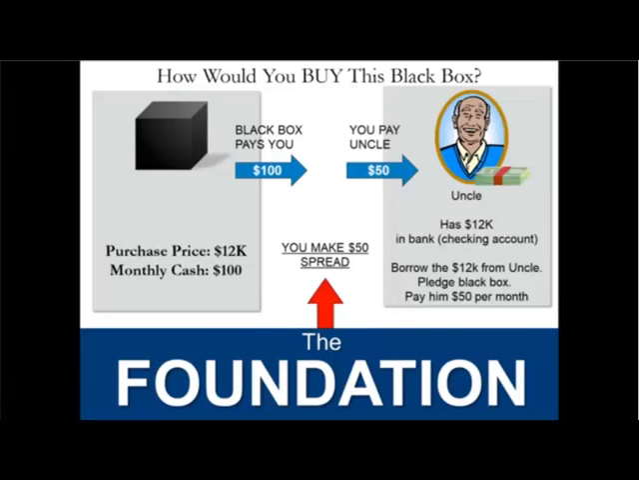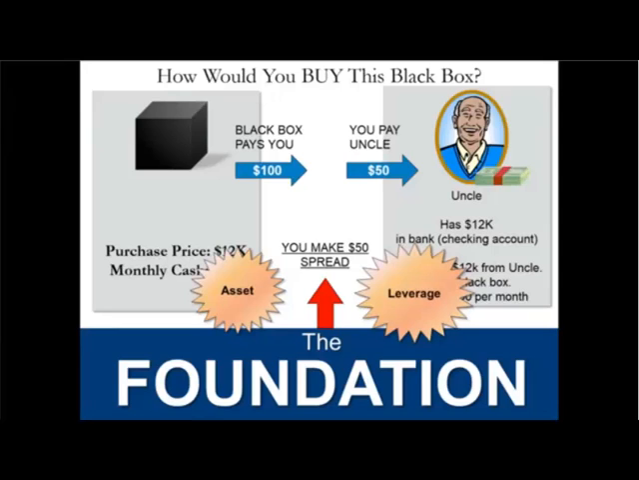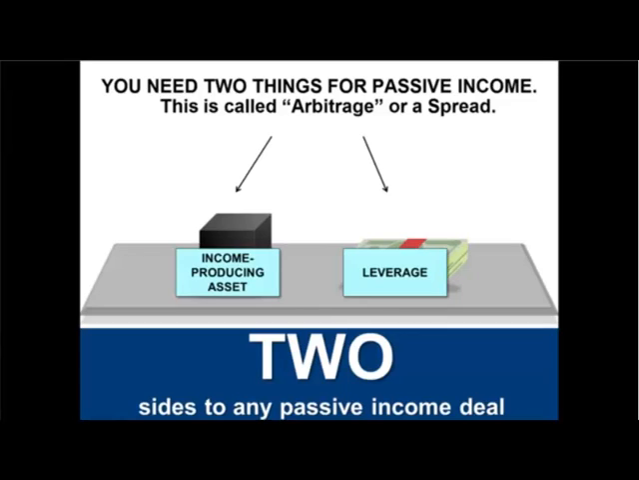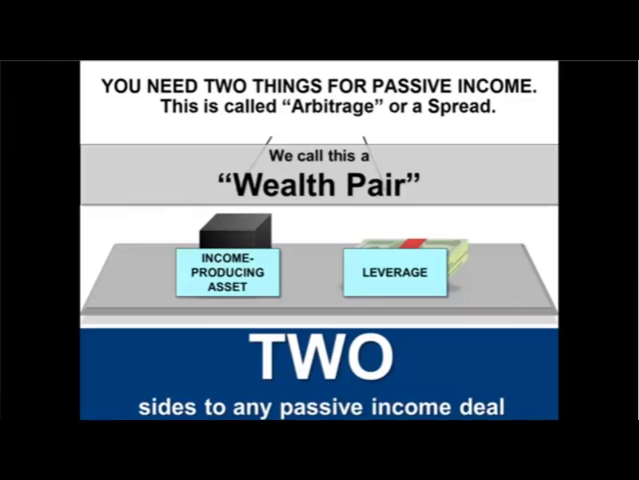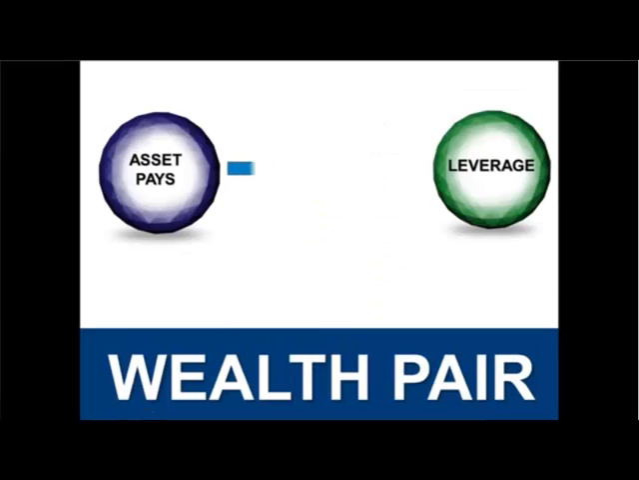Now, on the left-hand side, the black box, and we use the black box on purpose just to remind you that this works for any income-producing asset. This black box is the asset, and once again, it could be any income-producing asset. And on the right-hand side, you've got leverage. Now we have the foundation of what we call a wealth bear. You've got on one side an asset, and on the other side leverage. Remember, the asset has to be an income-producing asset. This is what we call a wealth bear. It has two sides. Now let's expand that, and I'm going to introduce a new metric right now. In fact, two new metrics, so make sure you write these down.